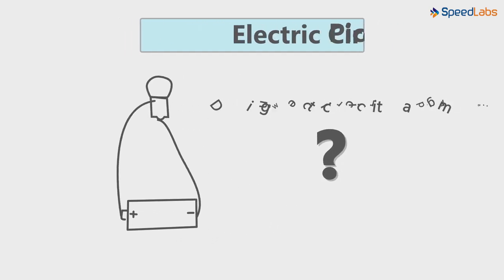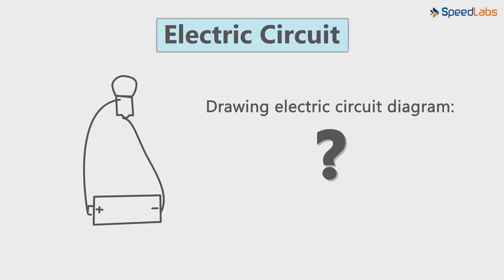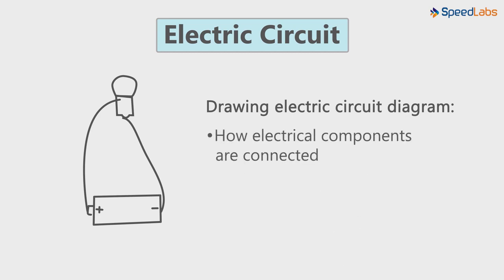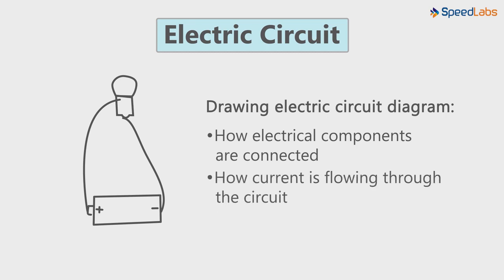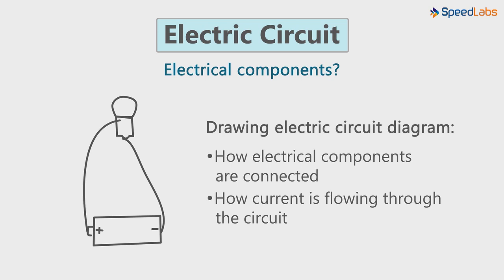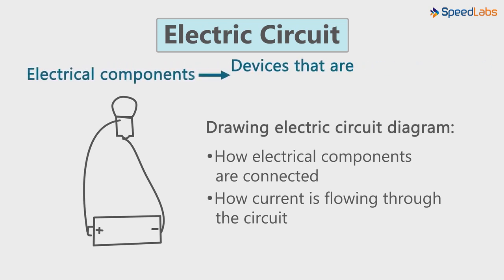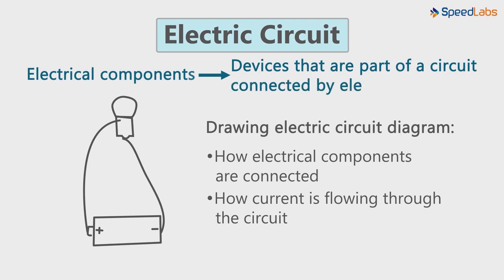Firstly, why do we need to draw an electric circuit on a paper? Well, it makes it easier to understand how electrical components are connected with each other and how the current is flowing through the circuit. But what are electrical components? In simple words, we say that these are the devices that are a part of a circuit. And these devices are connected to one another by electrical wires. Does it make any sense?